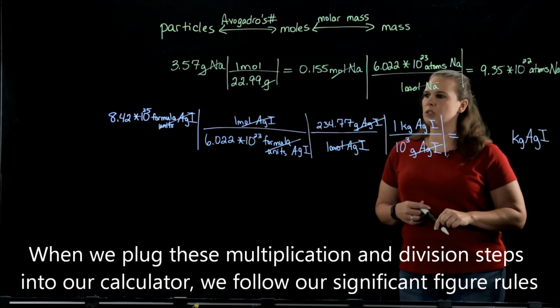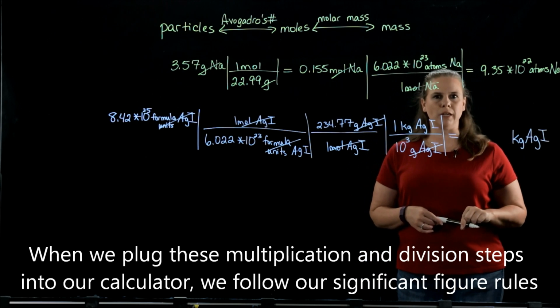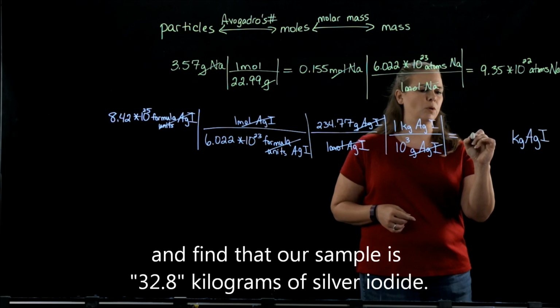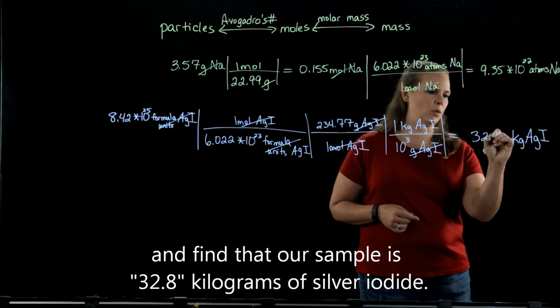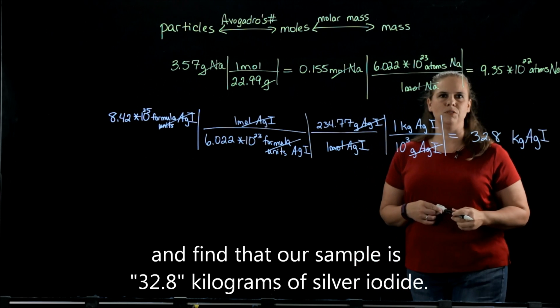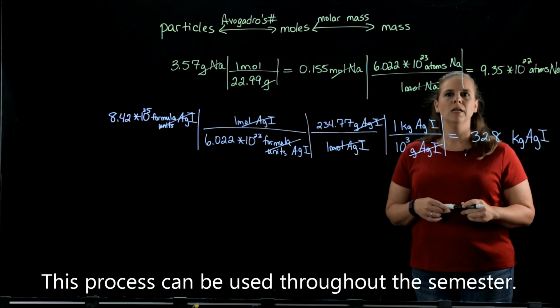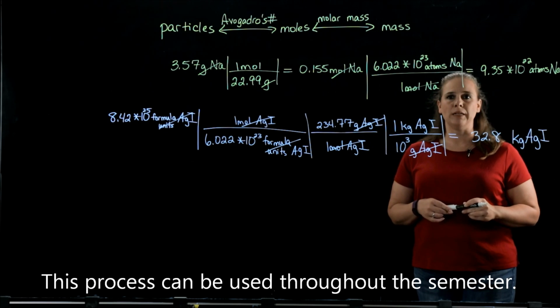When we plug these multiplication and division steps into our calculator, we follow our significant figure rules and find that our sample is 32.8 kilograms of silver iodide. This process can be used throughout the semester.